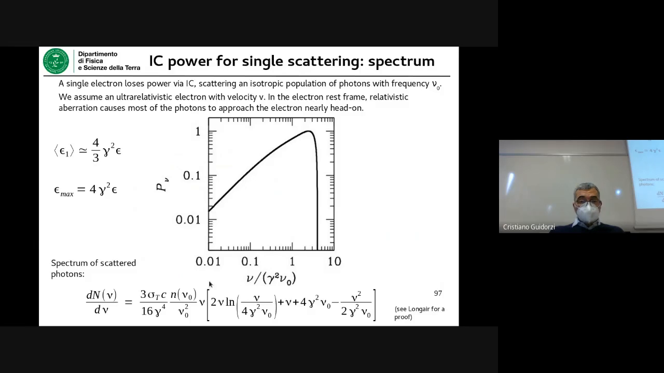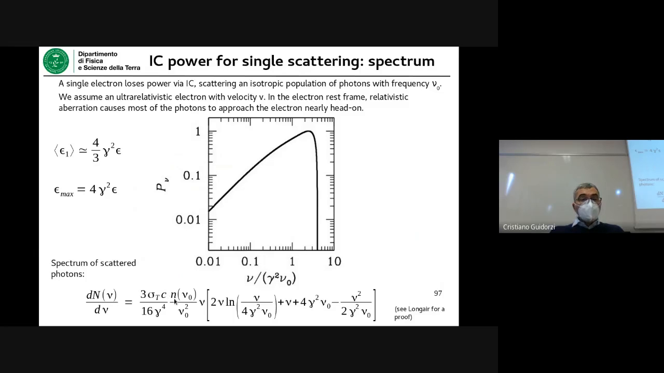Just a few comments. Nu zero is the frequency of the initial photon. Let's suppose that we have a population of photons that is not only isotropic, but they also have the same frequency, nu zero. So what's the resulting population of upscattered photons? The answer is exactly here, and the formula is here.